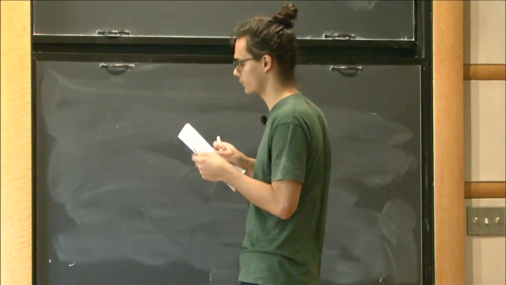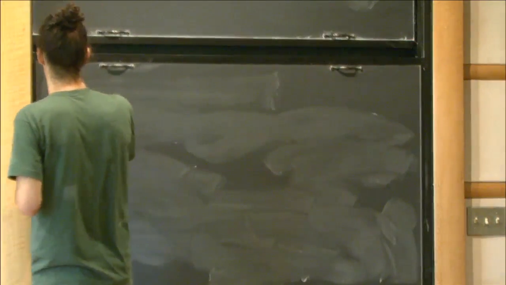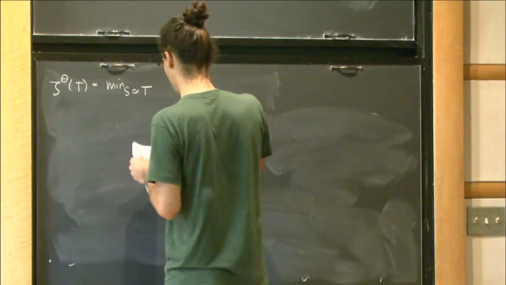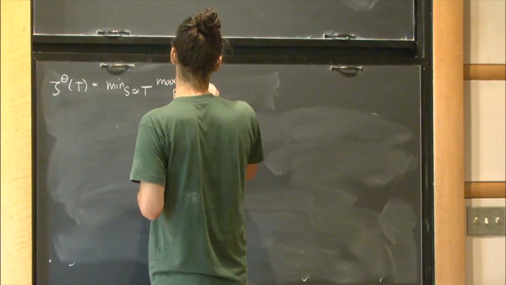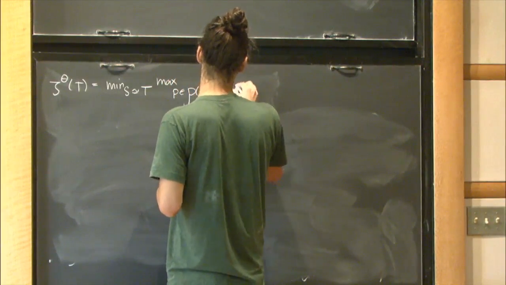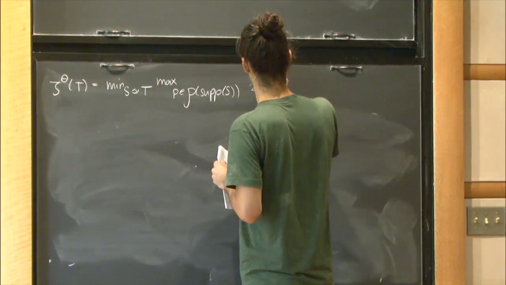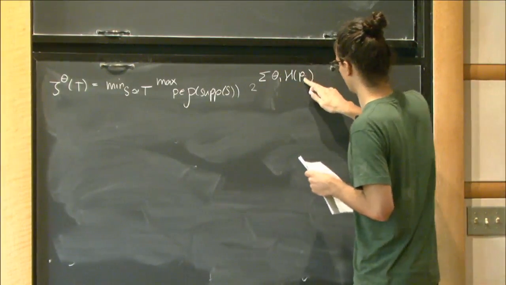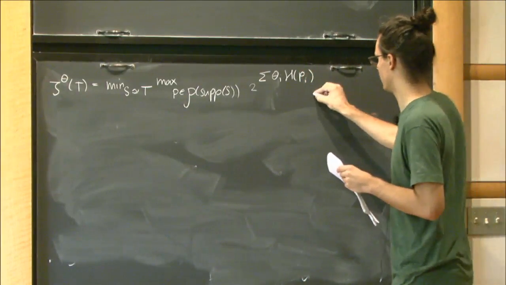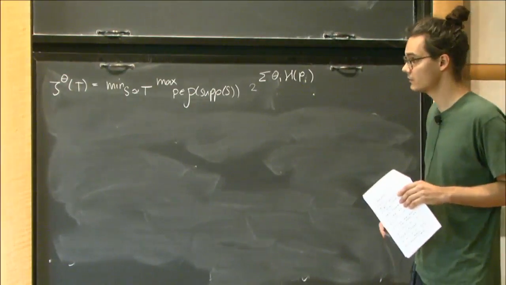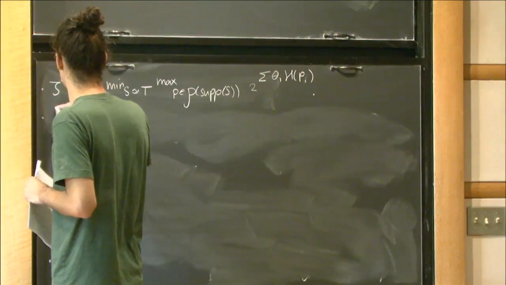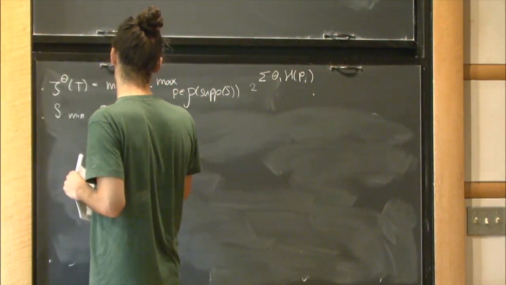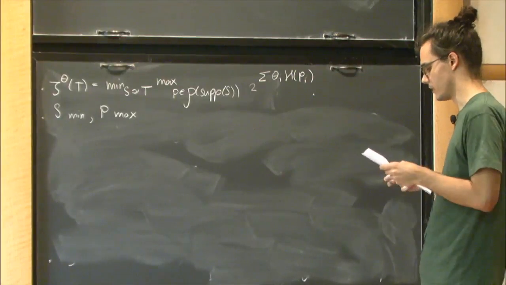So let's try to prove the third item. The definition was that we have a minimization over S isomorphic to T, and then a maximization over P, a probability distribution on the support of S, and then the function I'm looking at is 2 to the power of this weighted average of the entropy of the marginals. So now let's take S to be a minimizer, and I want P to be a maximizer of this optimization.